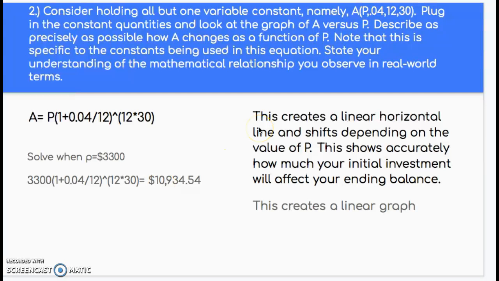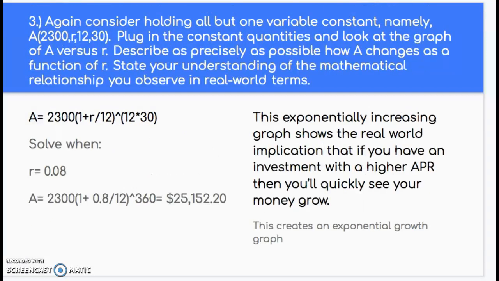When you graph this, you will see a linear graph. As you increase P, A will also increase constantly, and the same if you decrease P, then you would see a decrease in your future value. So that one's pretty straightforward.